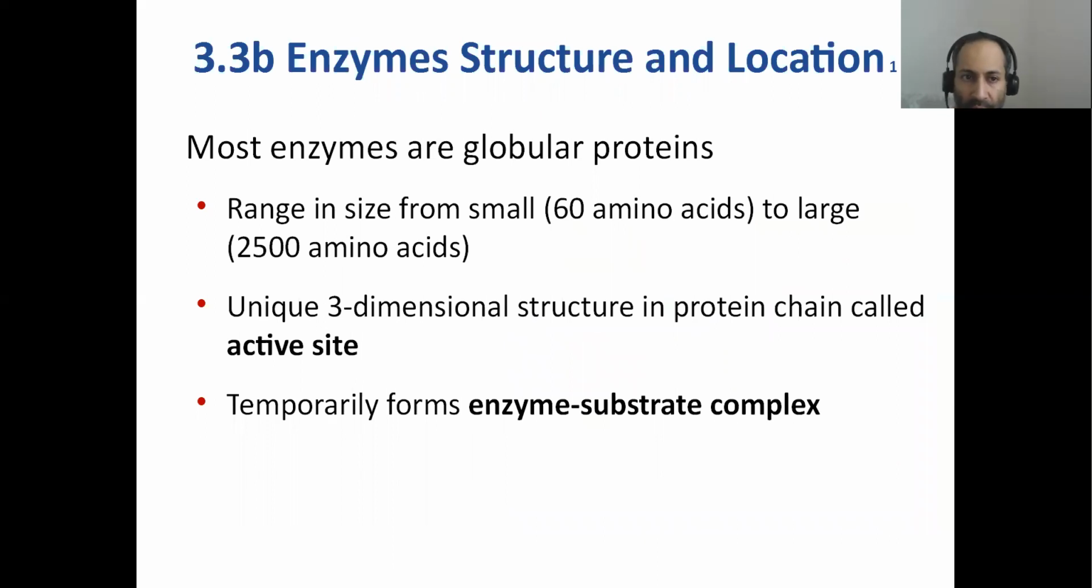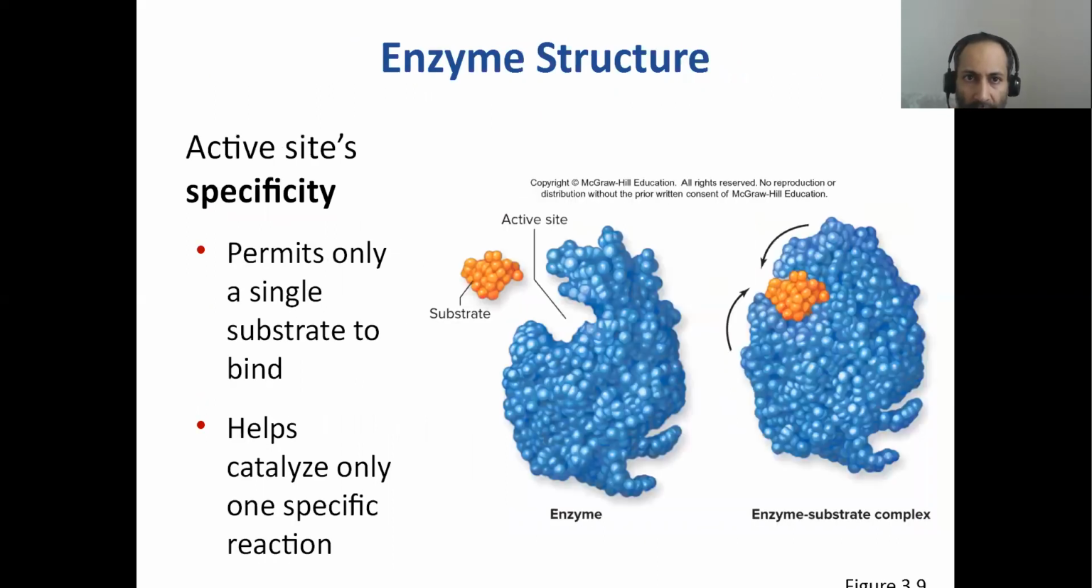Most enzymes are proteins. We know that they're globular proteins, all right? So here we are looking at how these enzymes actually work. Take a look at this picture here. The blue globular protein is the enzyme, the blue stuff. The orange stuff is the substrate, what the enzyme is actually working on.